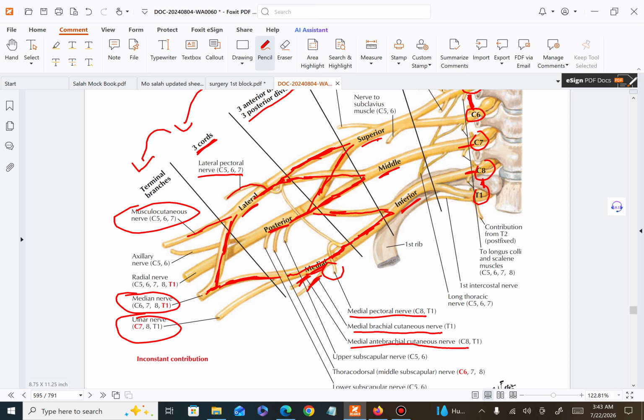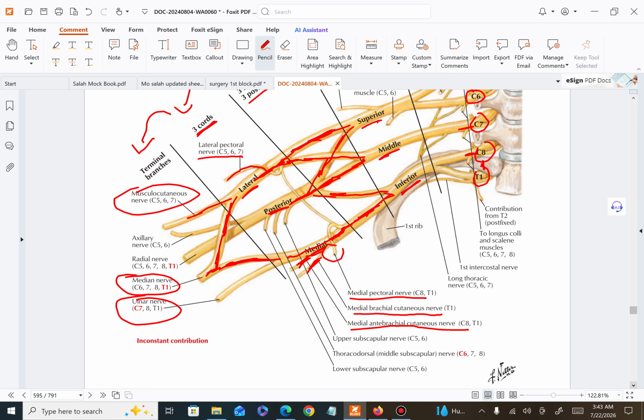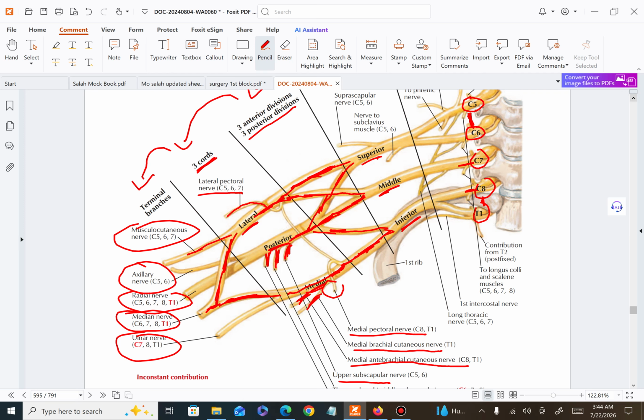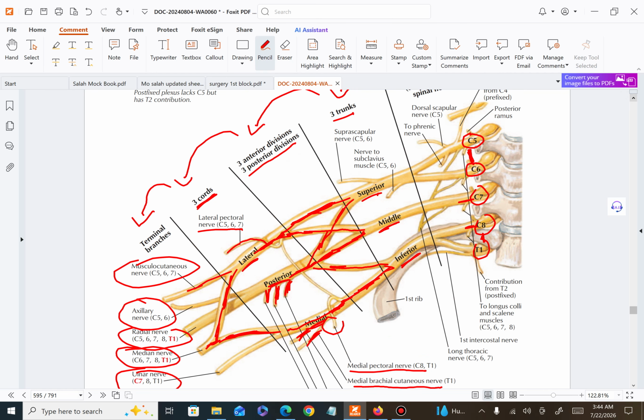Then the posterior cord also gives five branches. This one is the upper subscapular nerve. In the middle is the middle subscapular nerve or thoracodorsal nerve, also called the nerve to latissimus dorsi. Then the lower subscapular nerve. Then the two main branches from the posterior cord are the axillary nerve and the radial nerve.